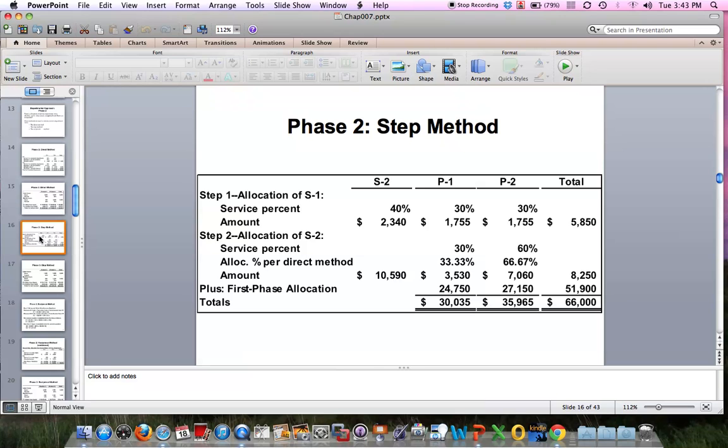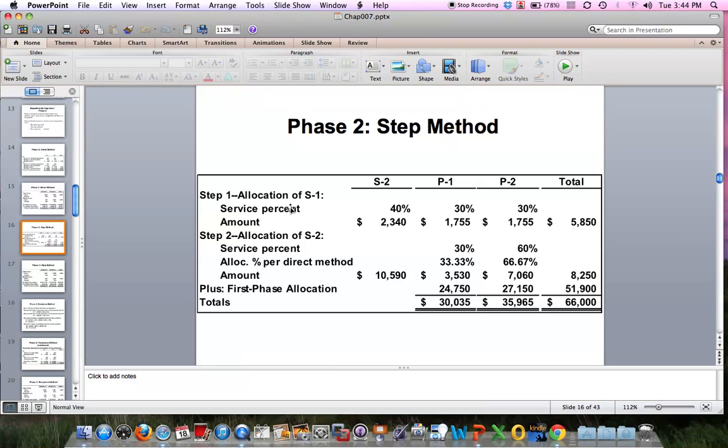Okay, step 1 is the same, doesn't really change. Or I should say Phase 1 doesn't change, Phase 2 does change, and we're going to basically decide which department should be allocated first. And typically, when you get a problem like this, you're usually going to go with your S1 first and your S2 second. That's usually the way it's going to be set up in the homework problems that you'll work on and do.